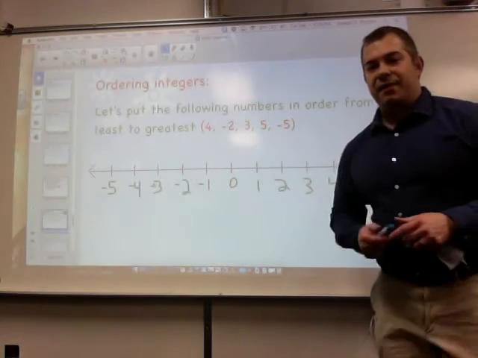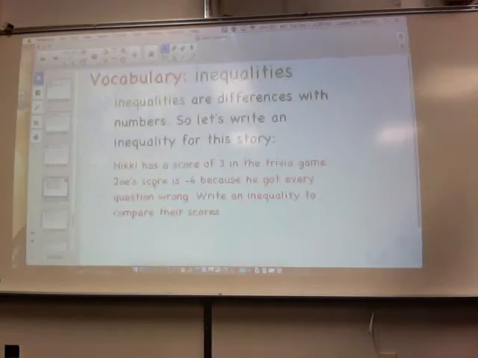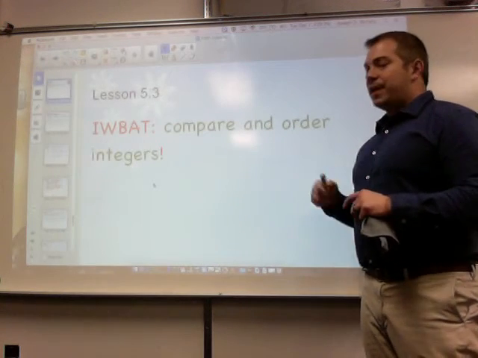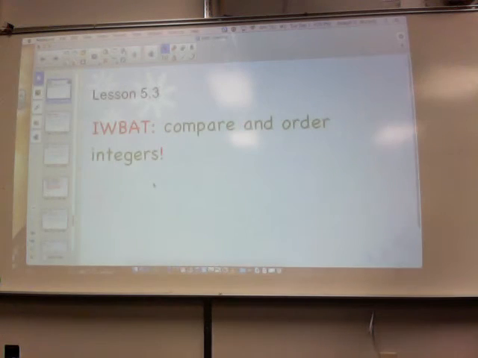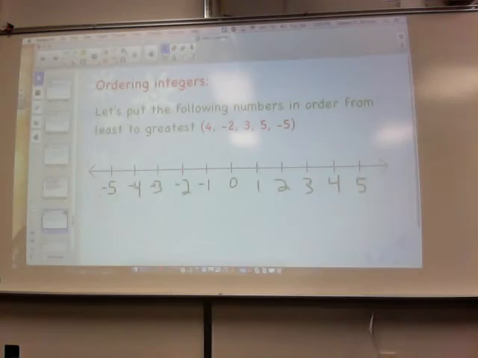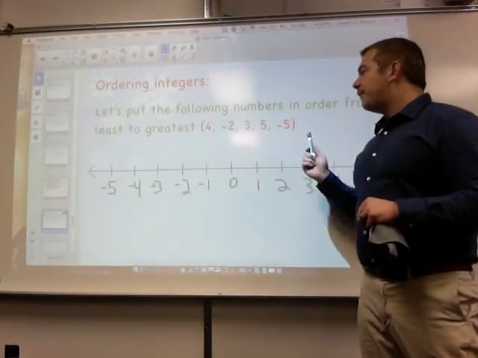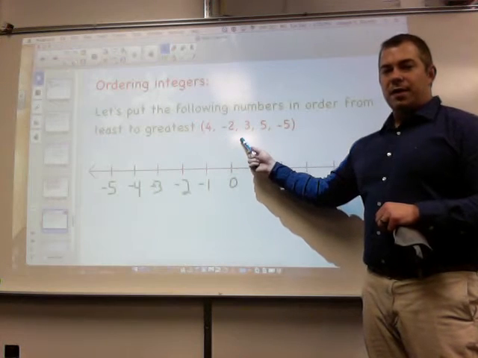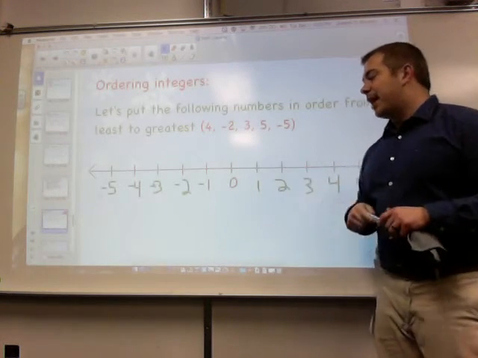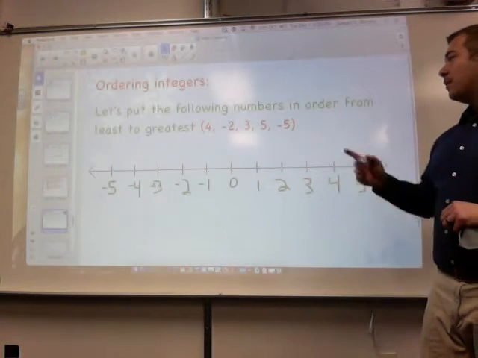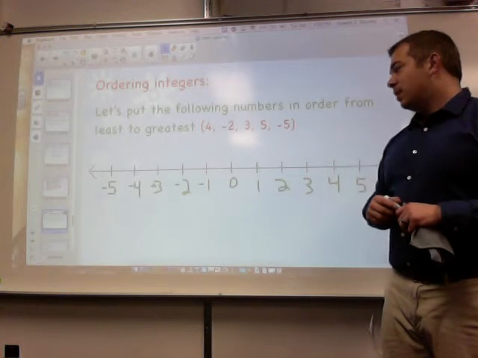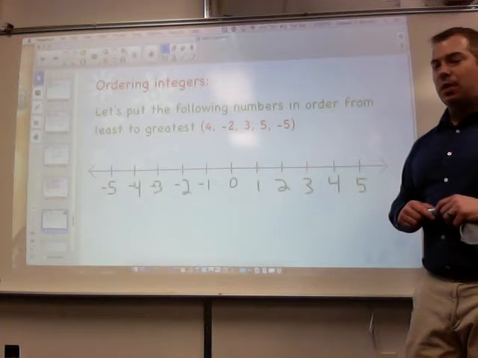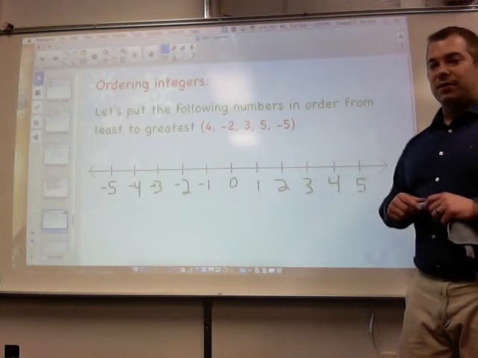Now, the second half of the lesson, if we go back to our objective, we had two things. We've been comparing integers. Now we have to order them, which I think you'll find very easy. I have these 5 numbers right here. 4, -2, 3, 5, and -5. I have to order them from least to greatest. So what is my smallest number on here? Well, the further away I get from 0 on the negative side is the lesser of a number.